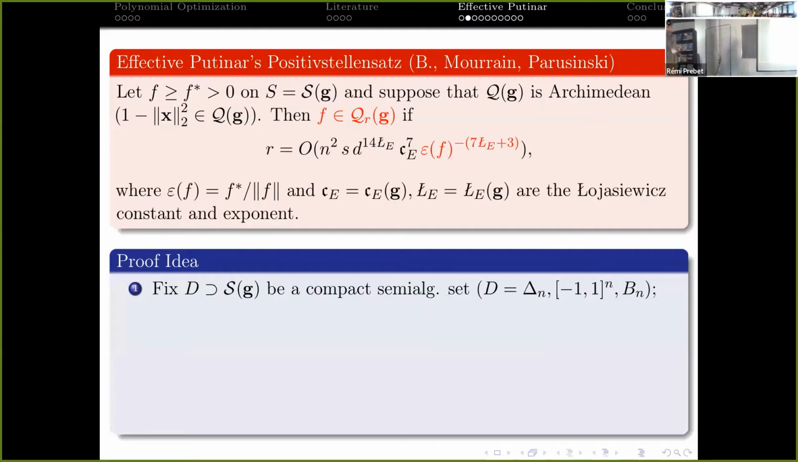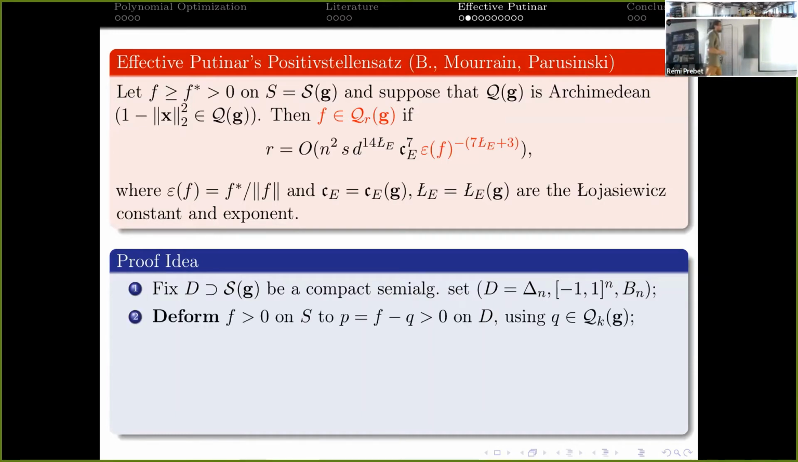But let me give first an idea of the proof. So we fix D, which contains S, to be a compact semi-algebraic set for which we know some good Positivstellensatz. I have listed them before, so we could take D to be the unit simplex, we could take the unit ball, we could take the hypercube.